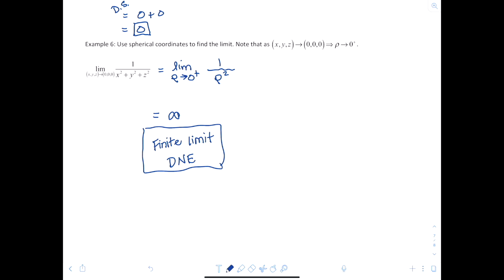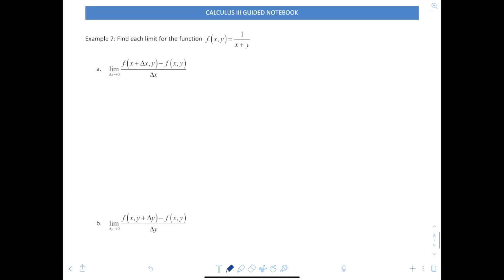So it all depends on how the question is phrased, or if you're looking for where the graph is going. Cool? Okay, now our last example, we're going to find each of these limits, and this is going to prepare us for partial derivatives. So very exciting. All right, so here we go.